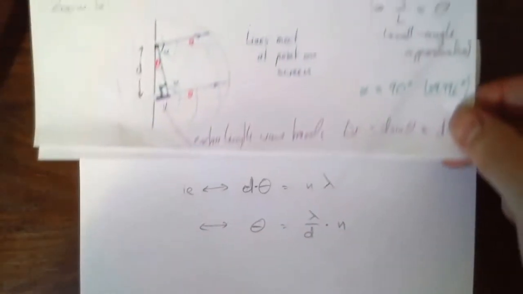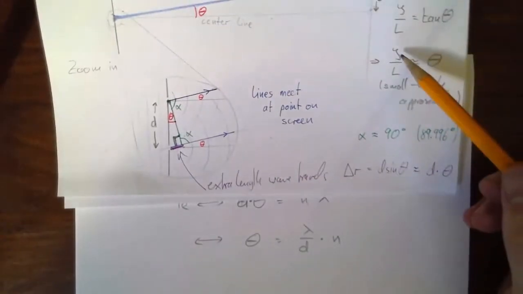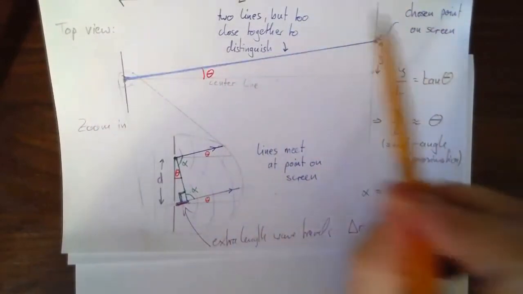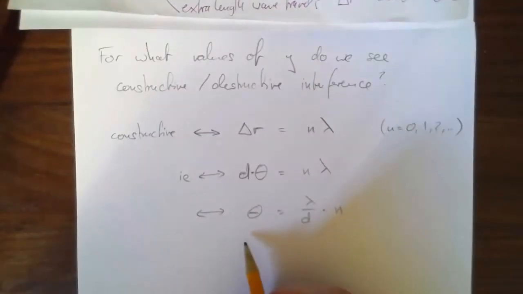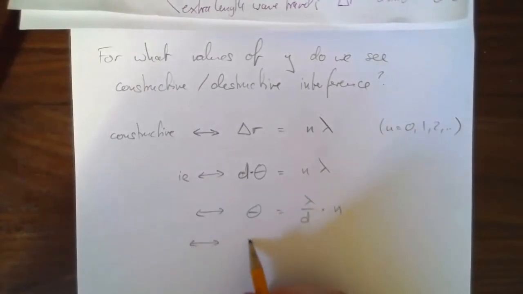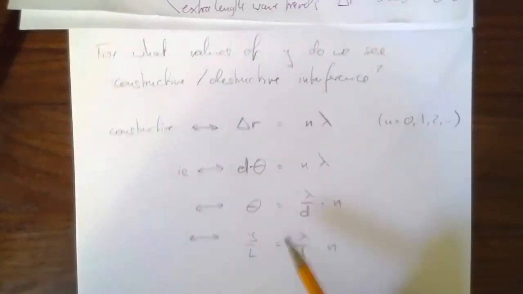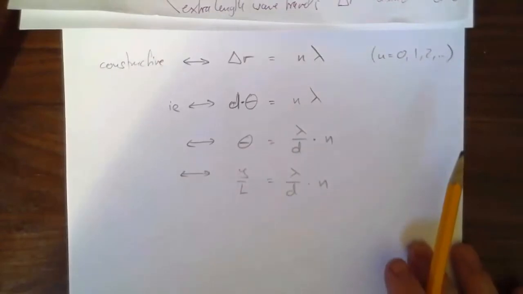Of course, I can write theta as y over L, based on the geometry, sort of on the zoomed out picture. And so I have that y over L has to be equal to lambda over d times n. Right, that is my condition for it to be constructive.